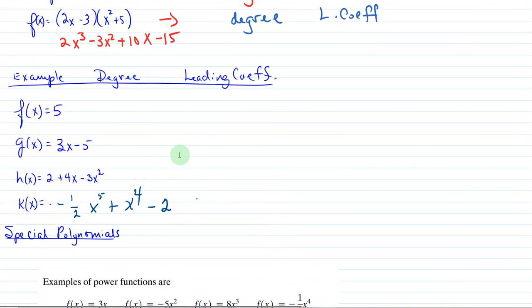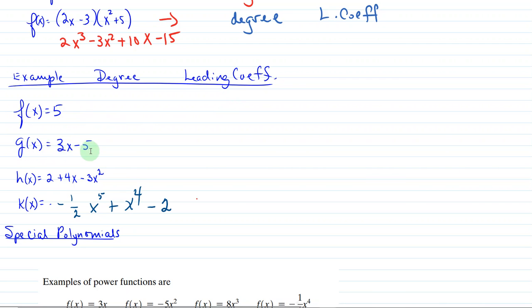So we might try here and just get some examples. If you had f of x equals 5, that's like y equals 5. That's a horizontal line. The degree for that one would be 0. The degree would be 0. And the leading coefficient would be 5. It's like an understood x to the 0 here.